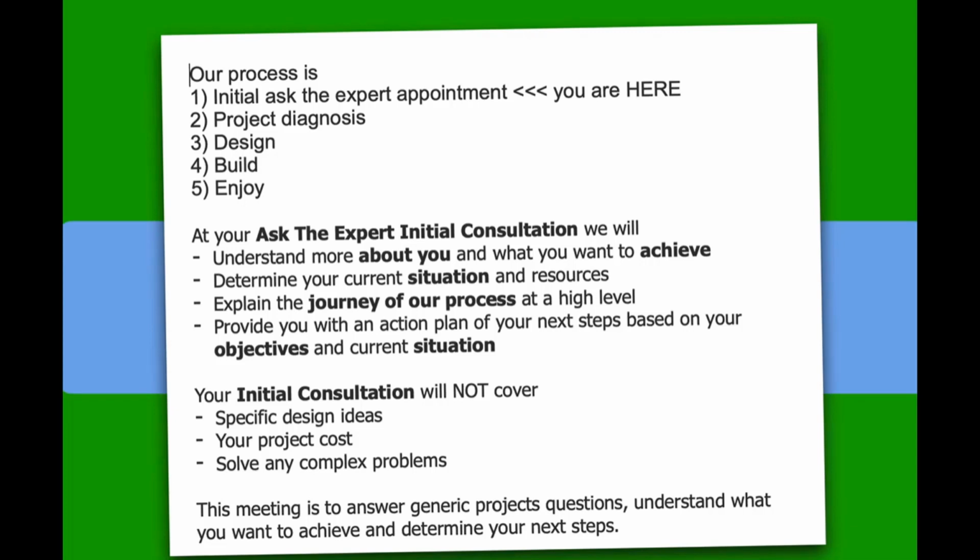want to achieve. We're going to tell them in detail exactly what's going to happen, and you'll see below we're going to tell them what's not going to happen. The second thing that's going to happen, we're going to determine your current situation and resources. We're going to explain the journey of our process at a high level and provide you with an action plan of your next steps based on your objectives and current situation. That's what's going to happen.